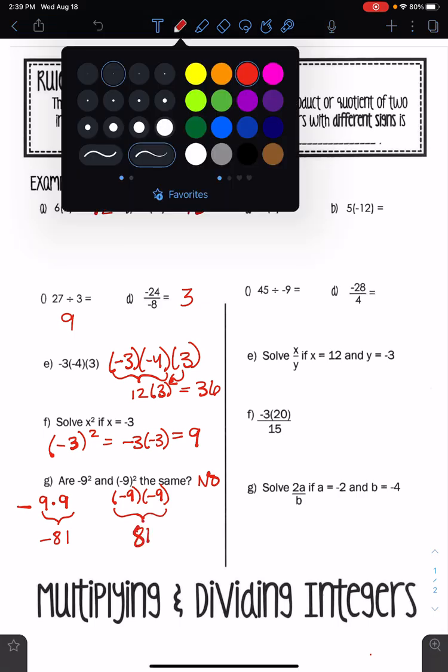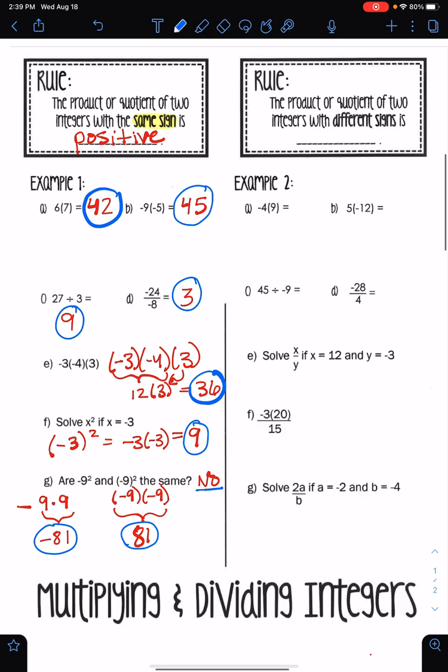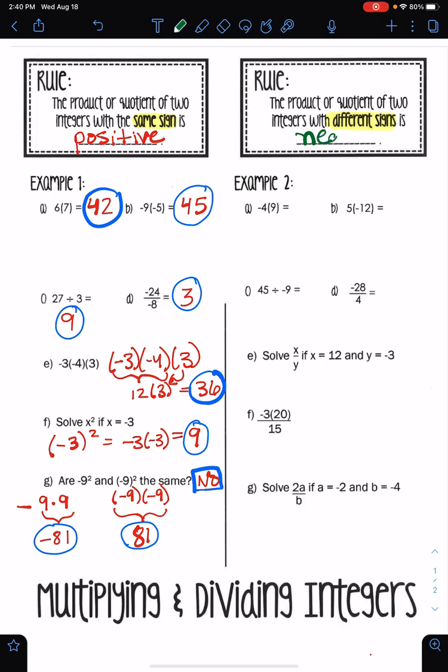So that's the left side of the notes. I'm going to take a minute here and circle my answers in another color. And then we're going to do the other side of the notes, which is what do we do when we multiply or divide numbers that have different signs? So when we say that they have different signs, that means one number is positive and one number is negative. And when we have one positive and one negative, the answer is always negative.